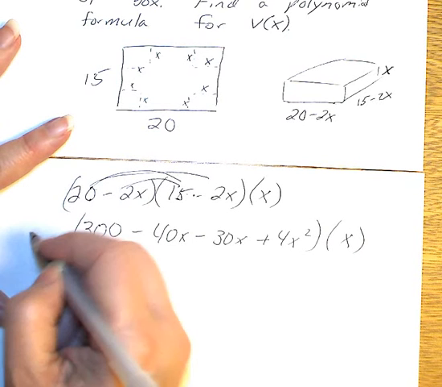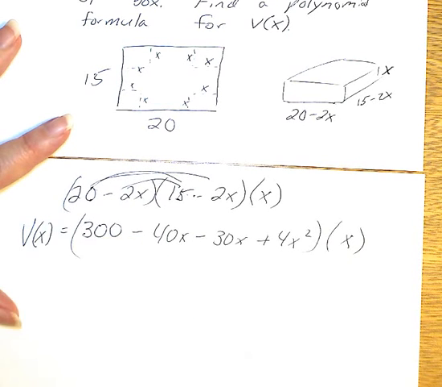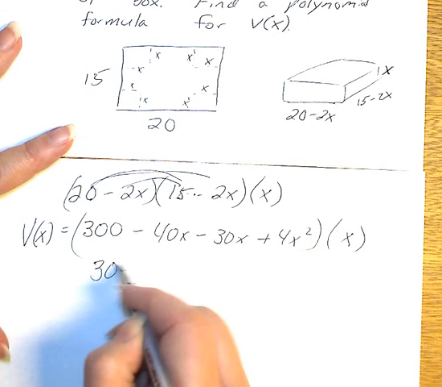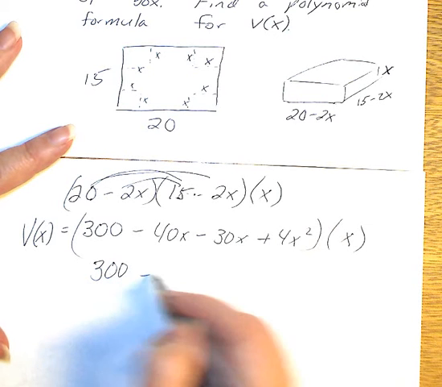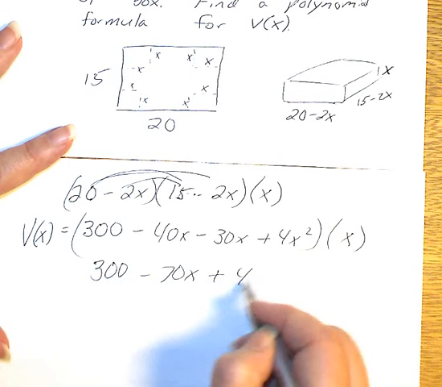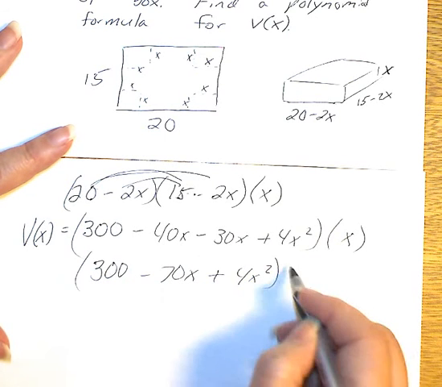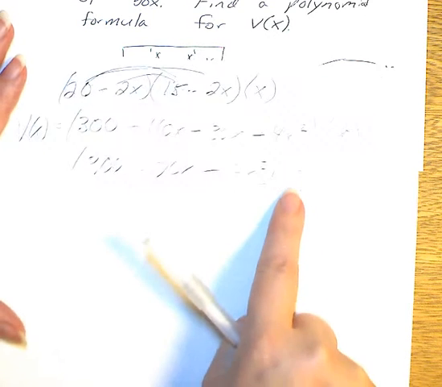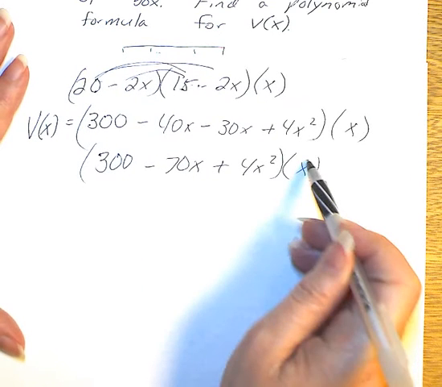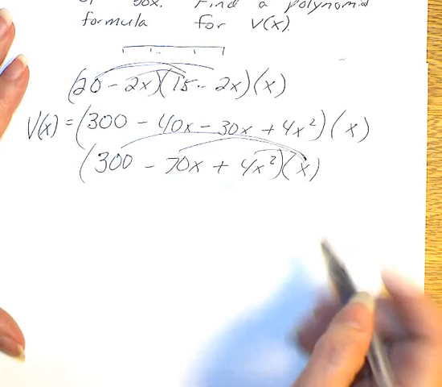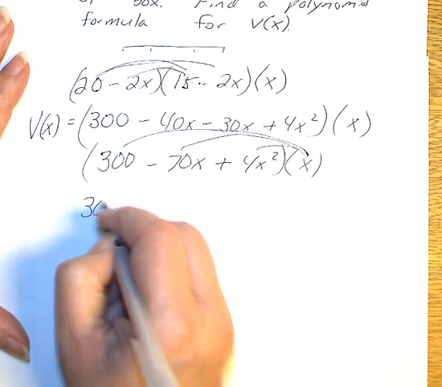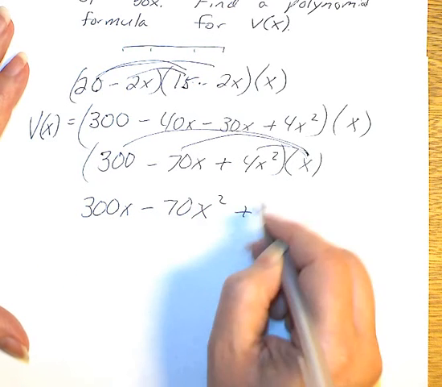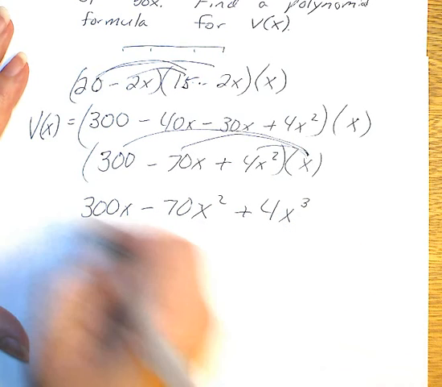And remember that this is your volume is equal to that. Combining like terms, I have 300, 40 and 30 is your 70x, plus 4x squared, and I have an x on the outside. When I have an x on the outside, what do I have to do with this? I have to distribute it. I have to multiply this to everything. So I have here 300x minus 70x squared plus my 4x cubed. And volume is still equal to that.